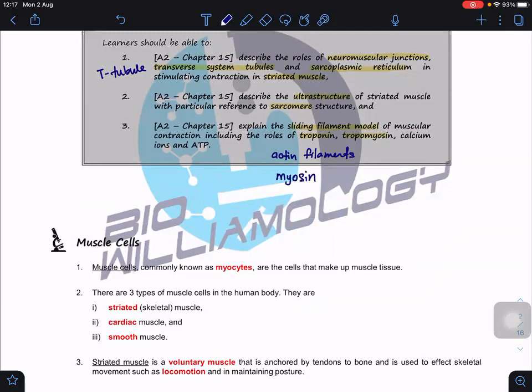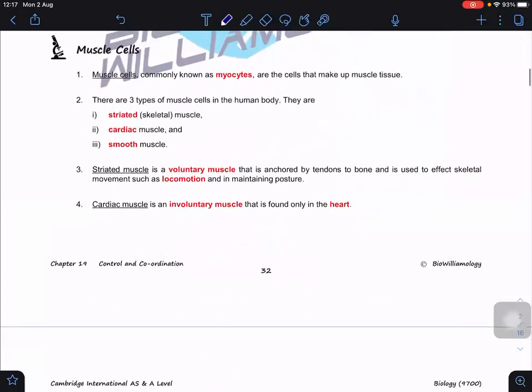Yeah, so students found it quite confusing because there are too many things. You have the troponin, tropomyosin, actin filament, actin molecule, and myosin head. So you have to be careful when you learn these topics. Okay, so we start with the types of muscle cell first.